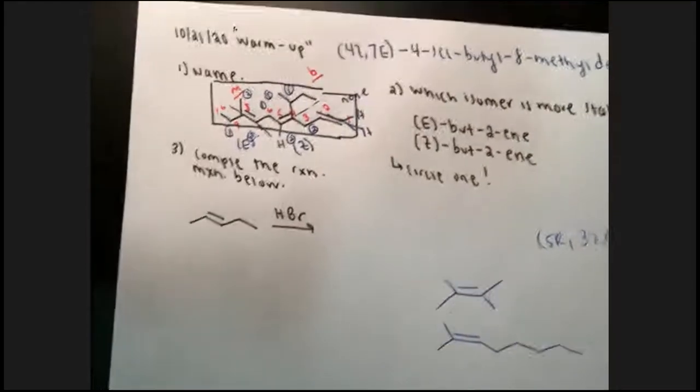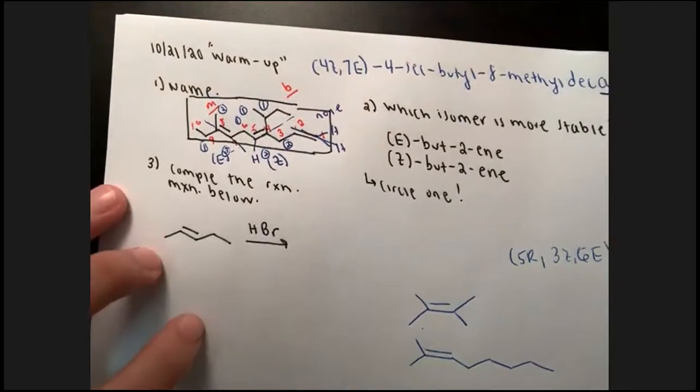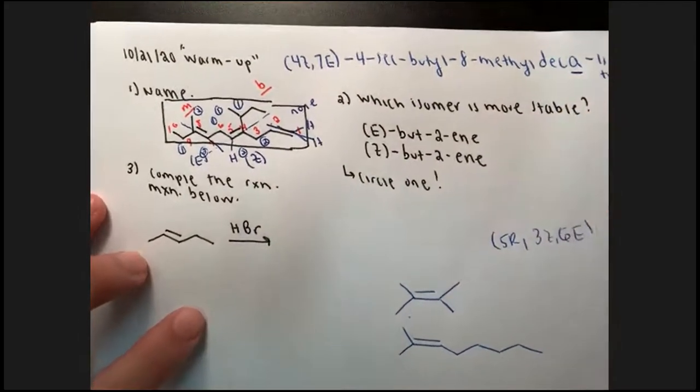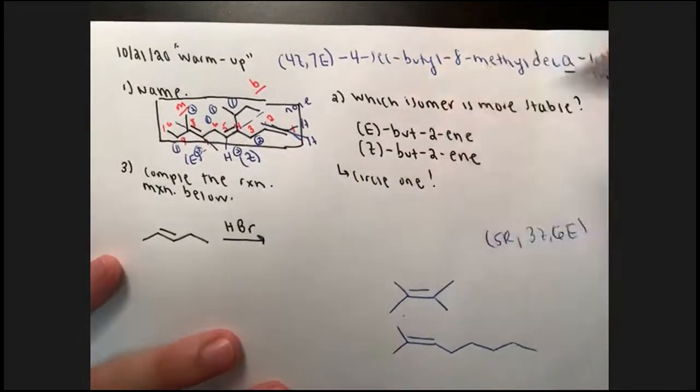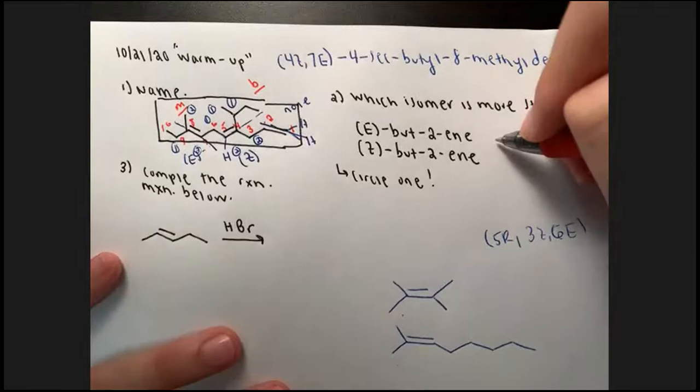Okay, let's keep moving. So on 2, which isomer is more stable? Is it E-but-2-ene or Z-but-2-ene? I don't even know what that is, but I know it's 4 carbons, and at 2 there's probably an alkene, and it's E. So let's probably draw the E arrangement. 1, 2.